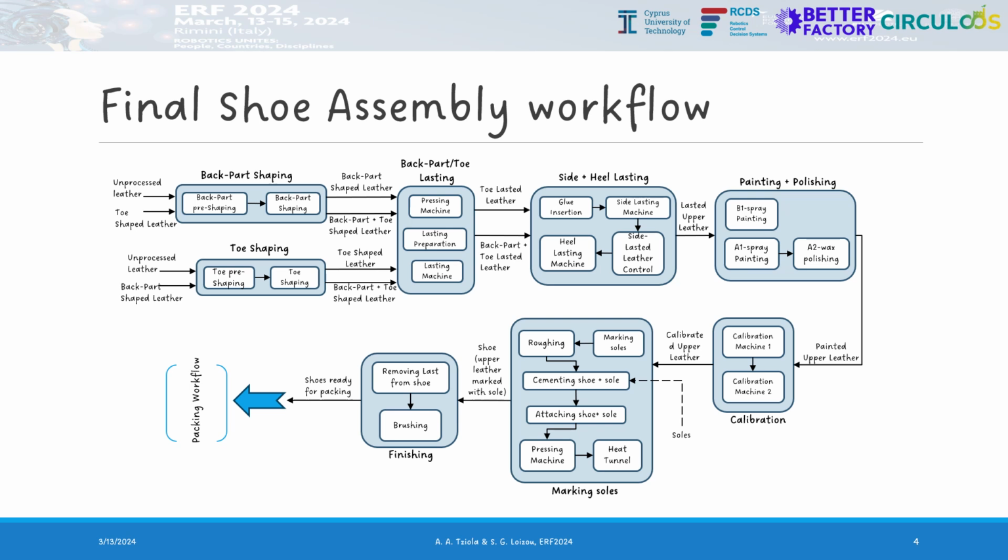We are focusing on the optimization of the final assembly workflow and its individual steps to optimize the intra-factory logistics. The final assembly is the workflow where the upper leather is shaped, lasted, and assembled with the sole to get the final product, the shoes. The main procedures of the final assembly considered in this work are shaping, lasting, painting, polishing, calibration, marking with sole, and finishing.